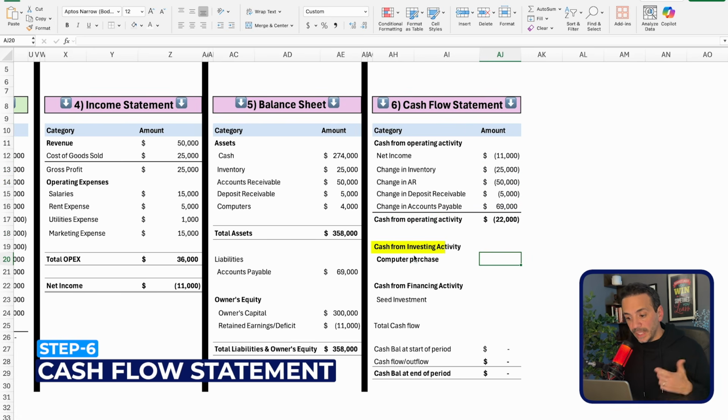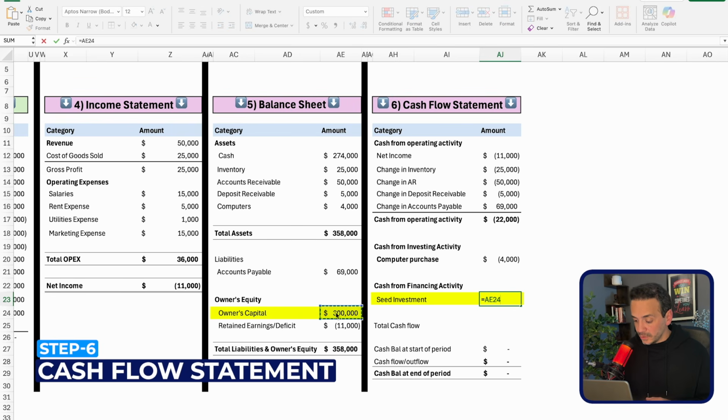The next section is going to be cash from investing activity, and that is a computer purchase. So we spent $4,000 on that, and that's going to be negative $4,000 computers, because it's negative because we spent the money to get the computers, so we'll put that in as a negative. Cash from financing activity, we have the seed investment from the owner, and that is going to come in as a positive $300,000 that came in to the business.